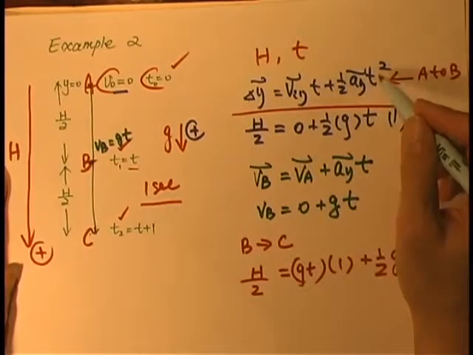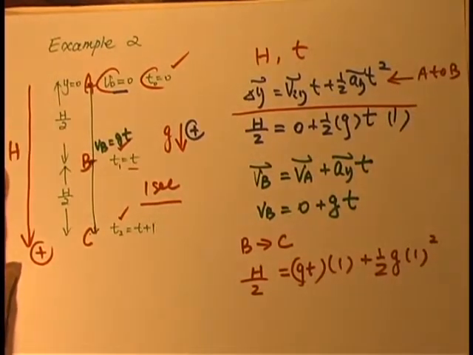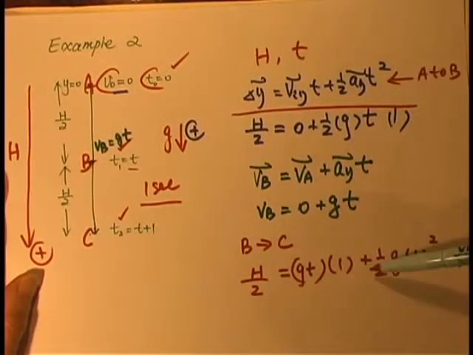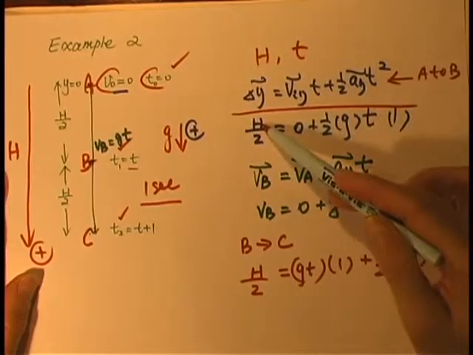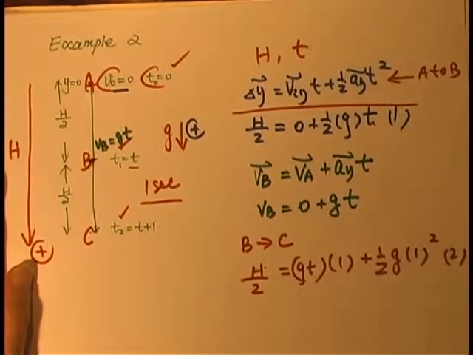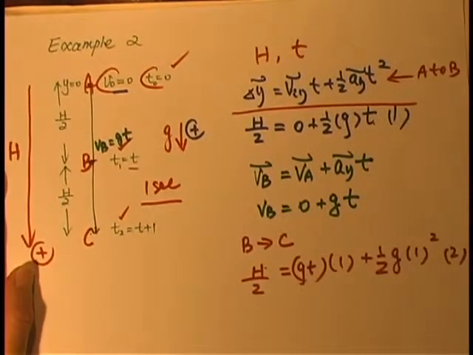Don't forget, times 1, here's square. Now look at this. We have the second equation. First one here, second one there. We have two unknowns, h and t. H and T. So we will be able to solve this problem. How? It's pretty simple. Look at this.